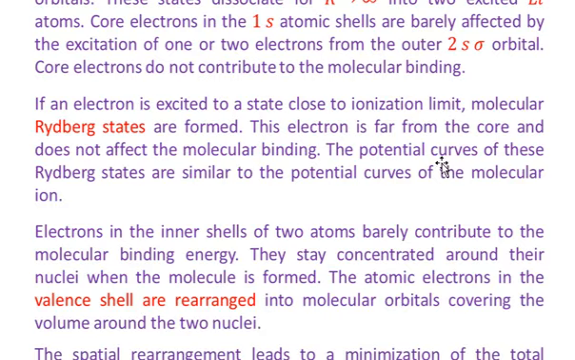The potential curves of these Rydberg states are similar to the potential curves of the molecular ions. Since the Rydberg states lie very far away from the inner core of electrons, we may say they are similar to the potential curves of the molecular ion, as if the other electron has been removed from the atom. There is a very strong similarity between the two.